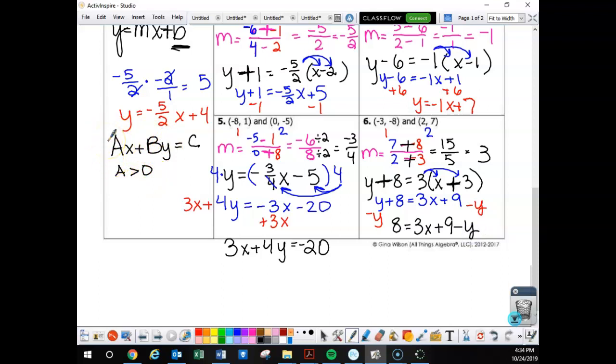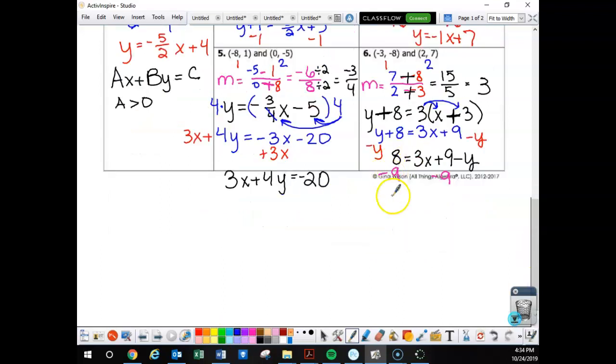Over here, I only have x and y. I don't have any other constant terms. So I have to move this 9 to the other side, so I'm going to subtract 9. And since these are both constants, I can combine them. So 8 minus 9 is negative 1 equals 3x, and the minus y stays because all this does is cancel out. So if I flip this around, my answer in standard form will be 3x minus y equals negative 1.